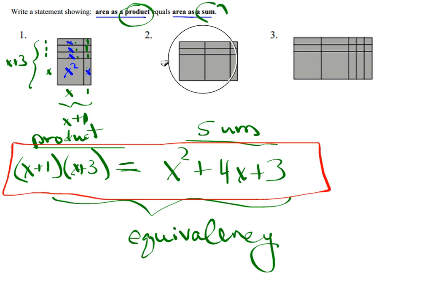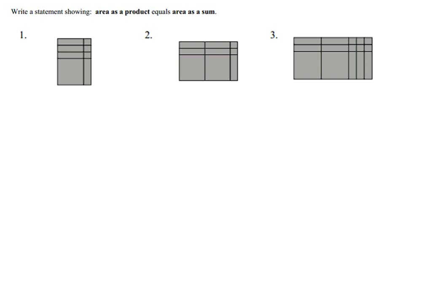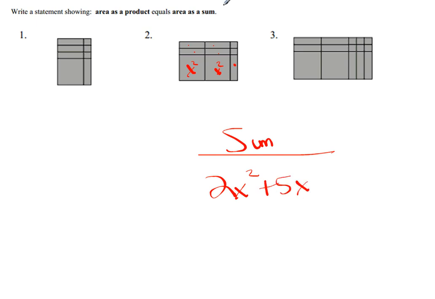Okay, number 2. In fact, go ahead and try number 2 and pause it and make sure you understand this. But this is an x square tile. This is an x square tile. 1, 2, 3, 4, 5 x's. So before I even get started, I'm going to go ahead and just do the sum. We have 2 x square tiles, 5 x tiles, and then 2 unit tiles. That's equal to some product that I didn't even figure out yet.